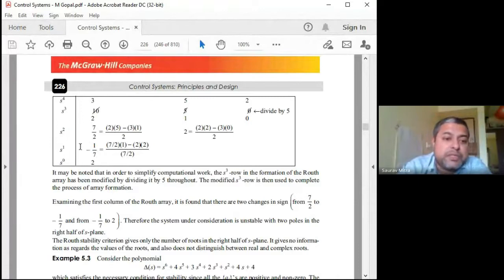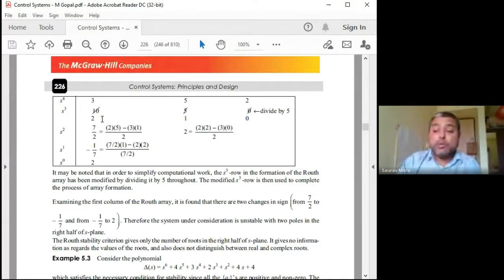So from s square to s raised to 1, this is one sign change from positive to negative. And lastly, from s raised to 1 to s square, there is another sign change from negative to positive. So there are 4 poles. How are there 4 poles? Because the characteristic equation has a maximum power of s raised to 4. So there are 4 poles.